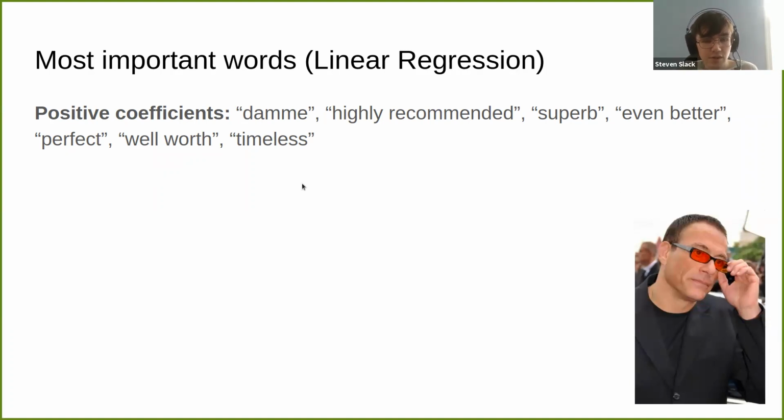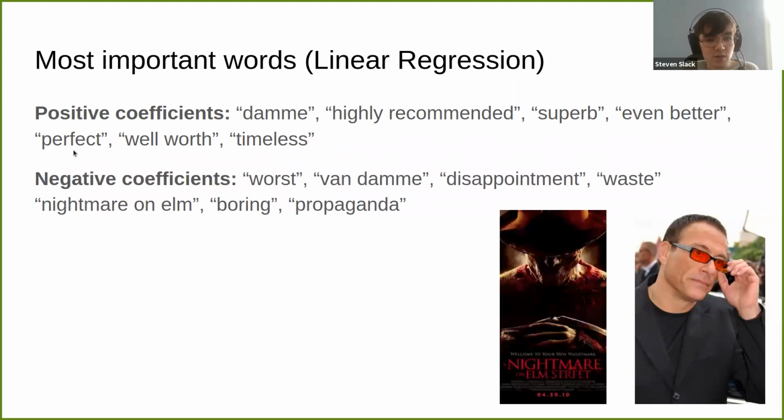And for the logistic regression, where we put them all together, we got a more generalized list of terms that refer to the 1, 2, 3, 4, and 5 star ratings. But for this, we're actually getting words that are specific to the data set. And that's also the case with the negative coefficients. We have propaganda. And another thing here, we see that Van Damme actually occurs here as well.